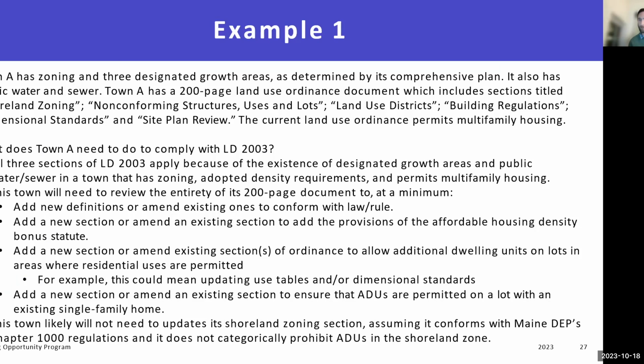They may need to think about their land use tables and dimensional standards, and how the 3 provisions interact with what they have on the books. And they may need to think about how ADUs are permitted on a lot if they have an existing ADU ordinance. Generally, they would not need to update their shoreline zoning, but they would want to confirm with DEP that that shoreline zoning still meets those requirements.